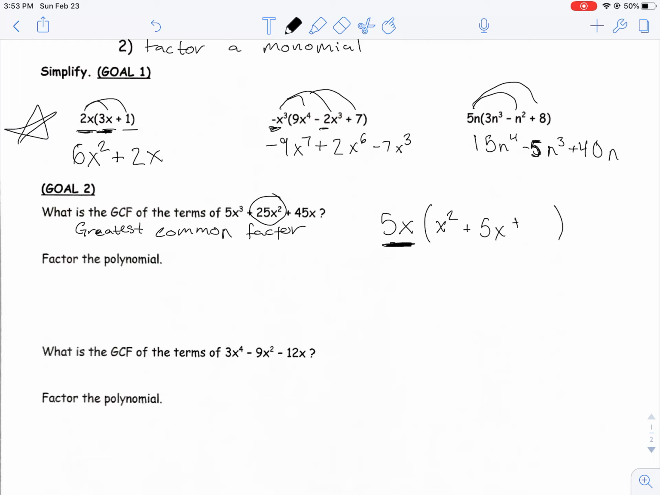Okay? And then the last part here, 5 times what gives me 45? That would be a 9. And then they have an x here and we have an x here. So we're actually not going to attach an x to that 9 because 5x times 9 is 45x. And that's it.